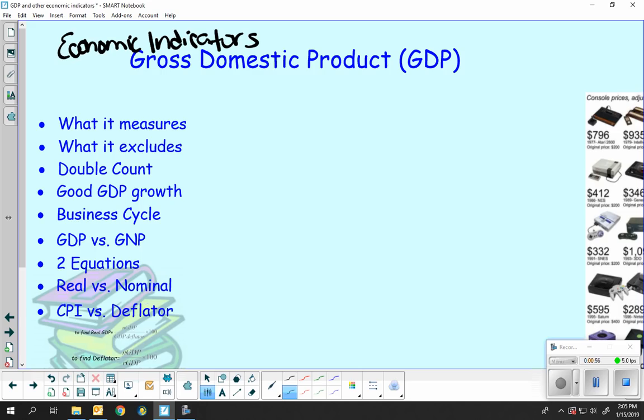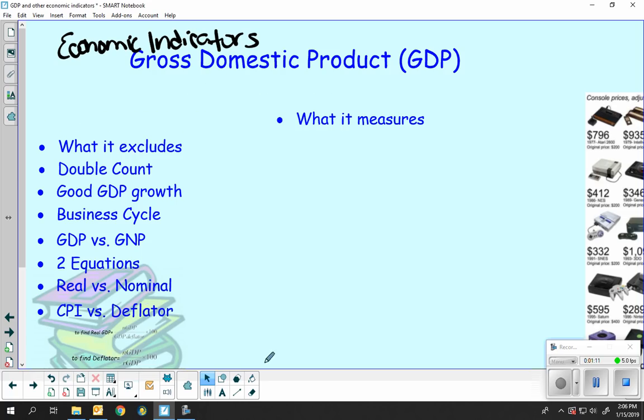So here is my bullet point list of the things that we're going to go over in this video. These are the subtitles. I'm going to be pulling them out to go over what it measures first, and then we'll go over each one of these things. So let's see if I can get a marker here. Okay, so what does GDP measure?